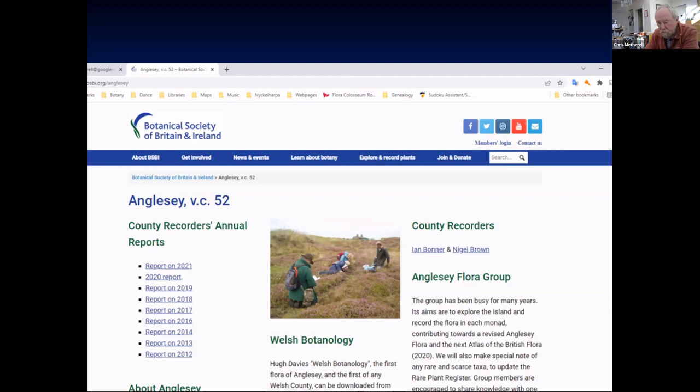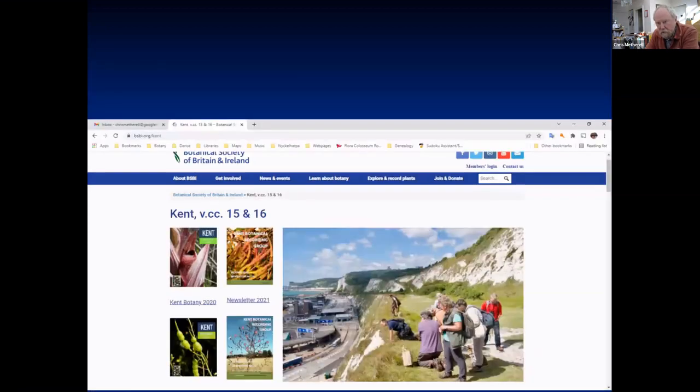Other sites have different sets of information. This is a particularly good one, I think. This is the Kent site, again accessed through the BSBI pages, and they've actually gone to the extent of putting up not only their newsletters, but their little sort of local journal and so forth. And once again, there is all sorts of information about activities in their vice county, in vice counties 15 and 16. So a very good first step would be to discover which vice county you're in, if you didn't know.